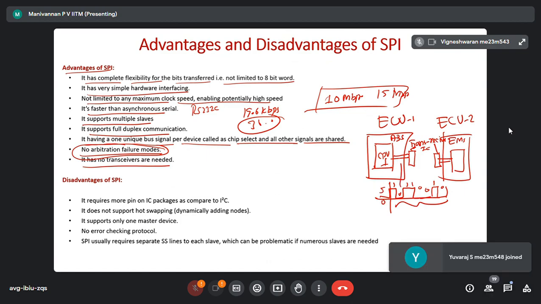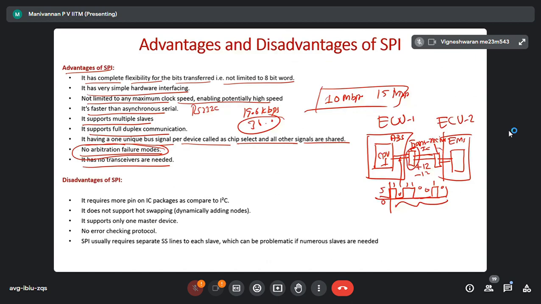Here, it is converted into plus 12 volts and minus 12 volts. Correct? That is the job of the transceiver IC. Now it goes to the receiver transceiver. Plus 12 volt, minus 12 will be converted to 0 to 5 volts. Then it goes to the CPU.